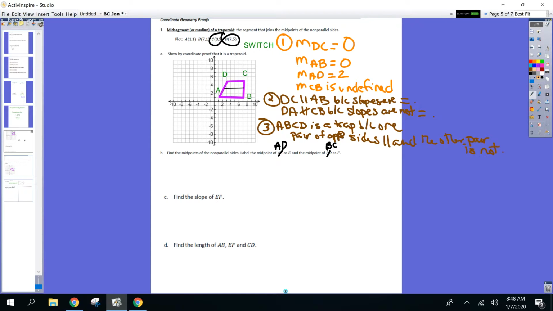All right, so there's a special segment contained in a trapezoid I want to talk about right now. Could you just change part B? See where it says AC? That's a diagonal. I don't want you to find the midpoint of that. I want you to find the midpoint of AD and BC, the non-parallel sides. So change AC to AD and BD to BC. Midpoint formula. Find the midpoint of AD, call it point E. Find the midpoint of BC, call it F. About a minute.